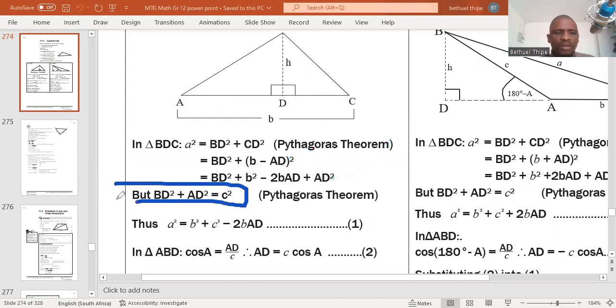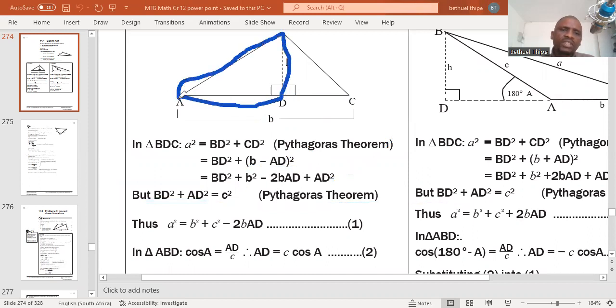And then we now consider Pythagoras theorem, but this time on triangle ABD. In triangle ABD, this side here is our smaller c. And smaller c is opposite to 90 degrees, which makes c the hypotenuse. And Pythagoras theorem says that the side opposite to 90 degrees has a square equal to the sum of the squares of the adjacent sides. The adjacent sides of C are AD and BD. That is why here we have BD squared plus AD squared, which is equal to C squared.